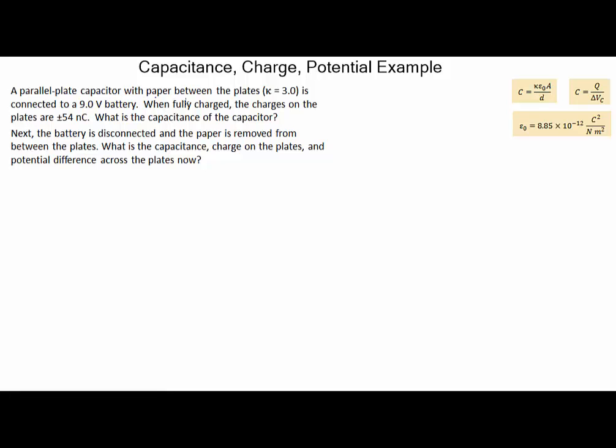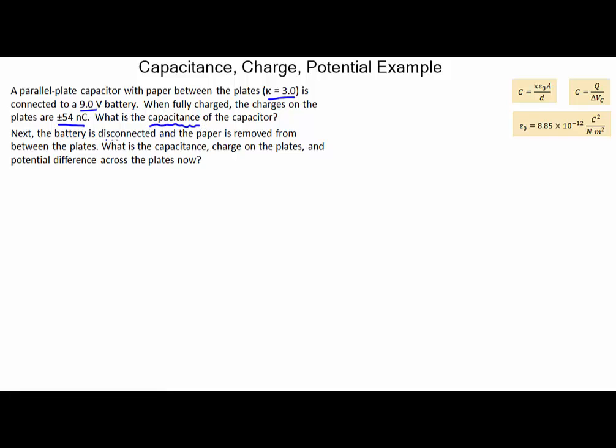It says that a parallel plate capacitor with paper between the plates, and it gives us the dielectric constant of the paper as 3.0, is connected to a 9-volt battery. When fully charged, which means the battery is given enough time to charge the capacitor, the plates of the capacitor will have charges of plus and minus 54 nanocoulomb. One plate would have positive 54 nanocoulomb, the other plate would have negative 54 nanocoulomb. So then it asks, what is the capacitance of the capacitor?